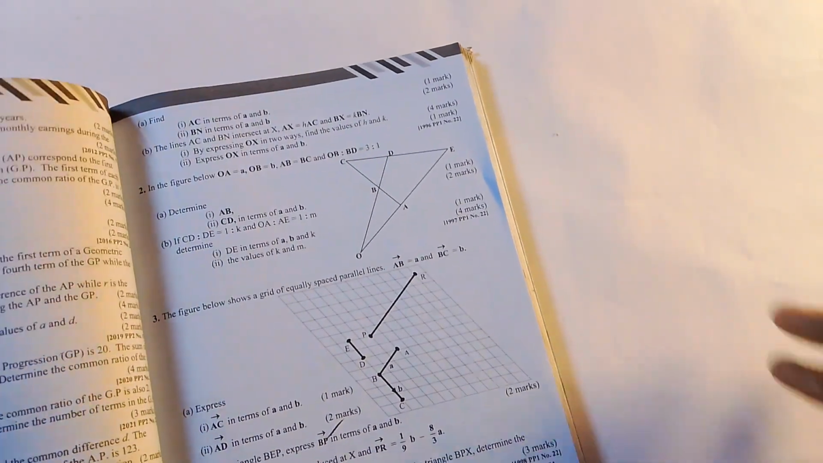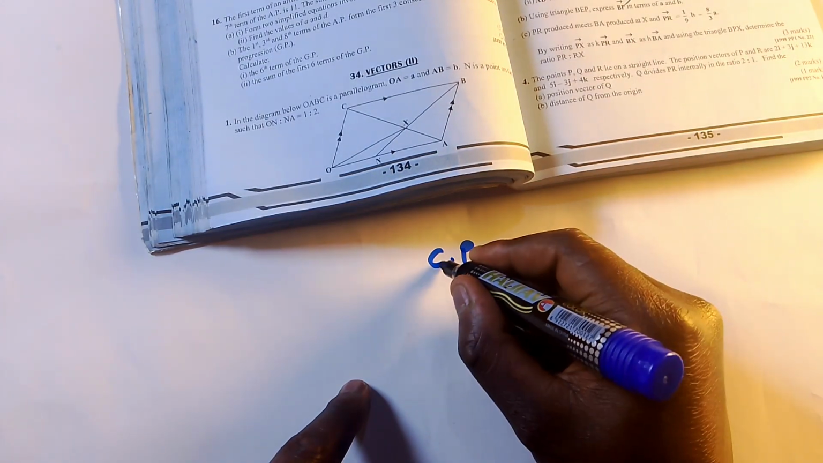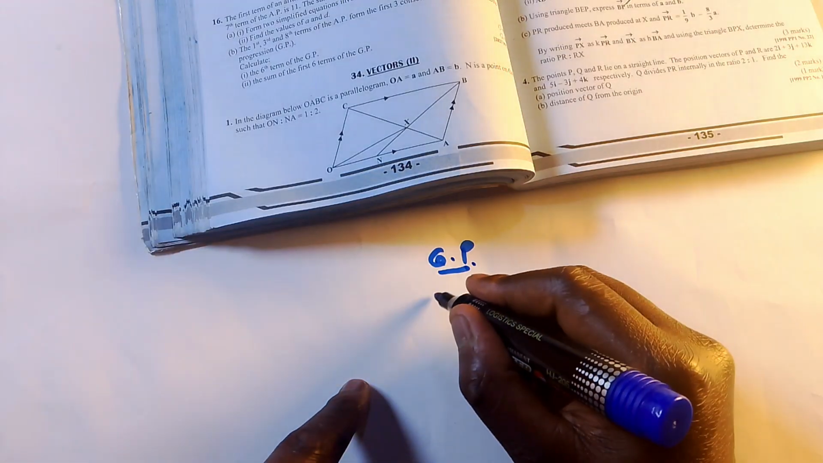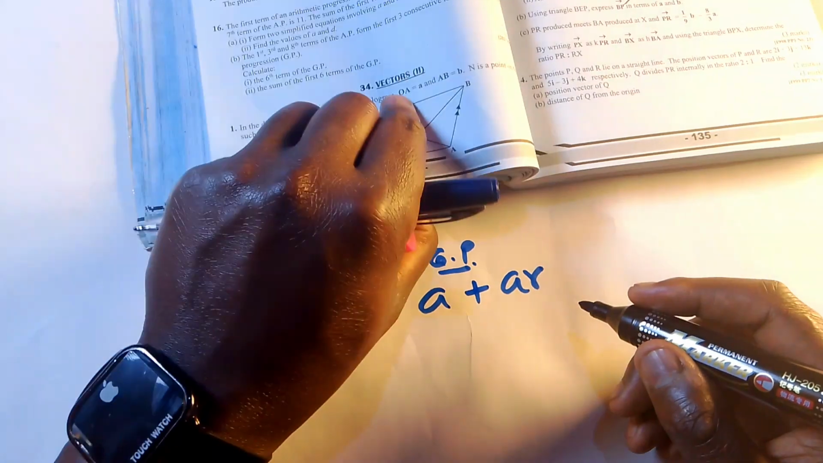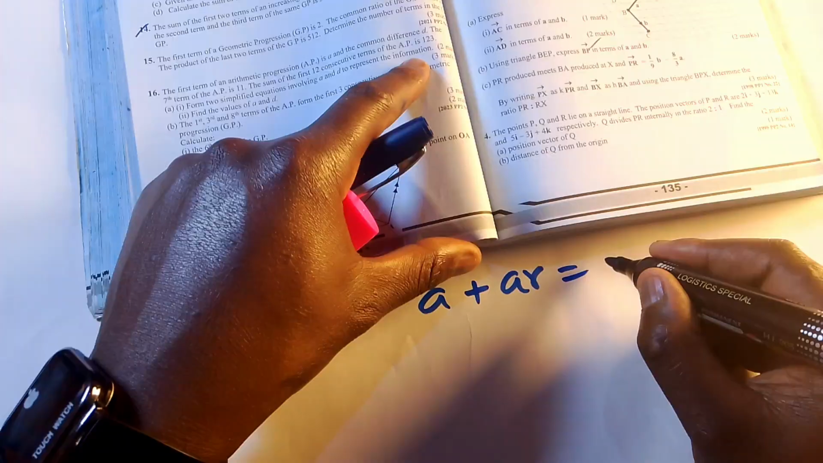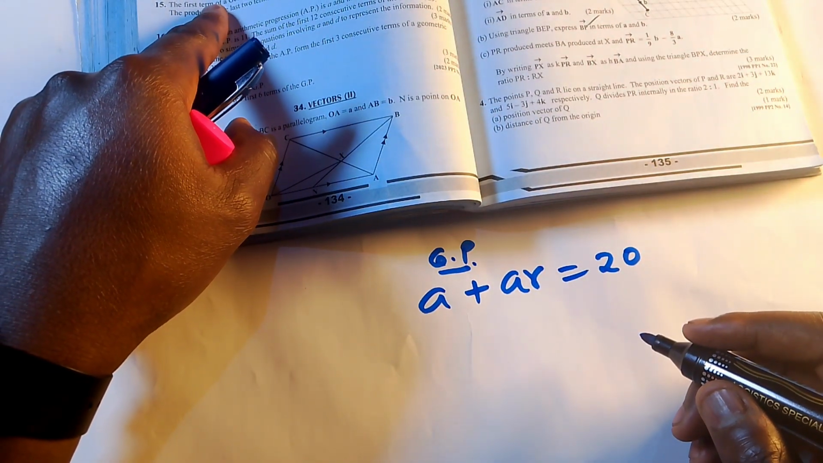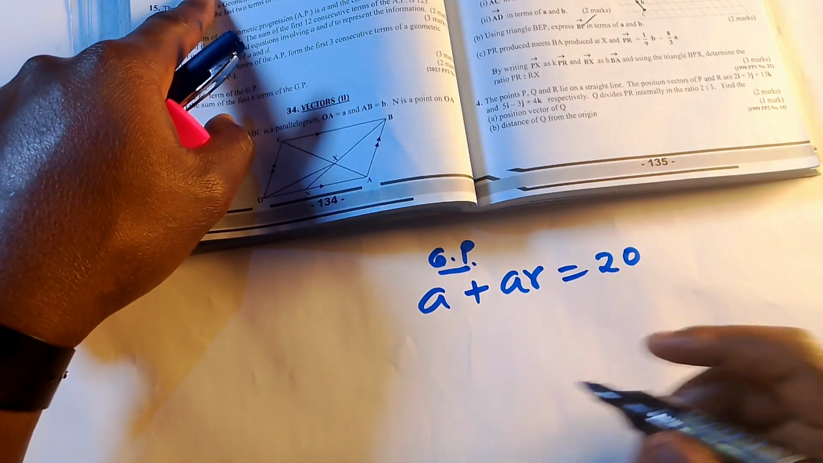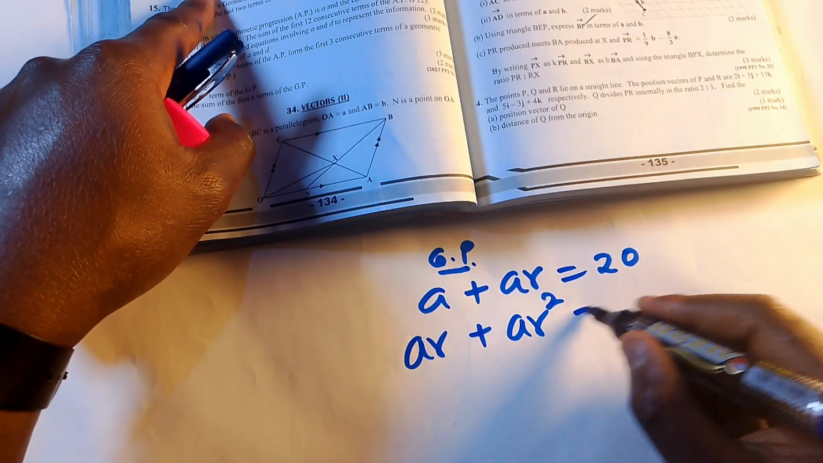The sum of the first two terms. What we should know is that the first two terms of a GP, a geometric progression, are: the first term is A and the second term is AR. So it means the sum of the first two terms, A and AR, of an increasing GP is equal to 20. And the second part is saying the sum of the second term and the third term is equal to 30.